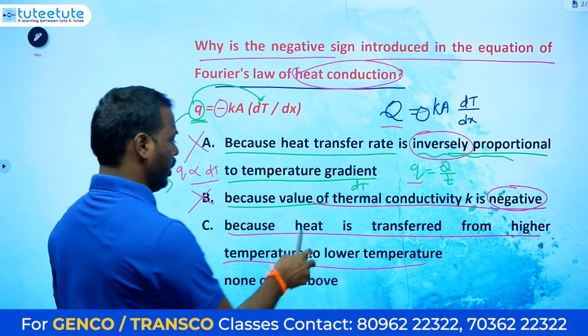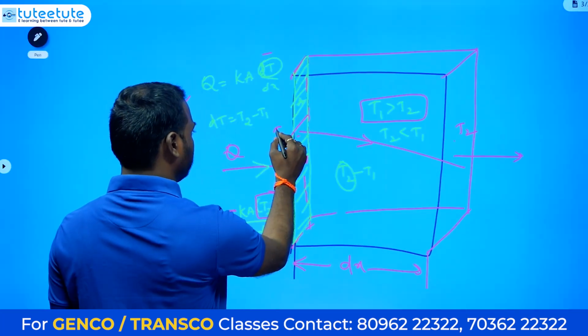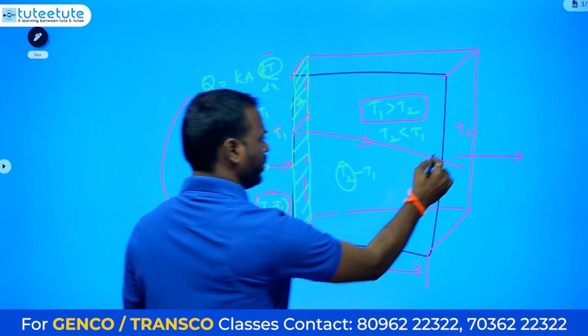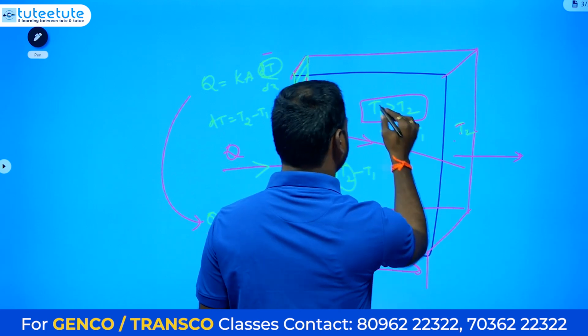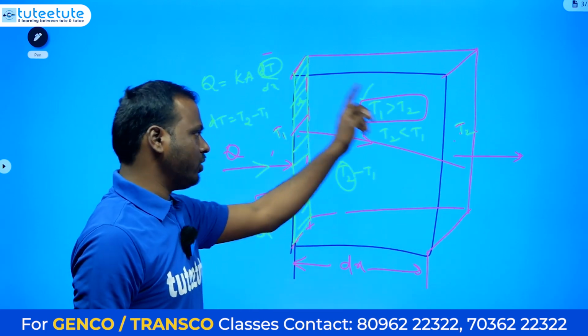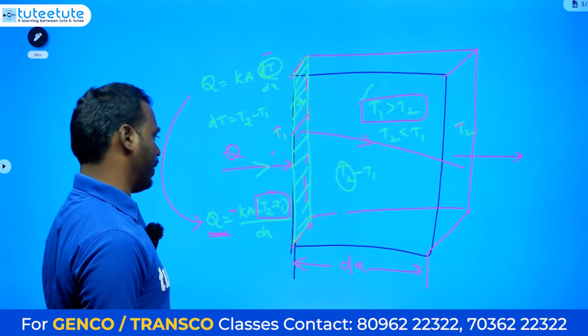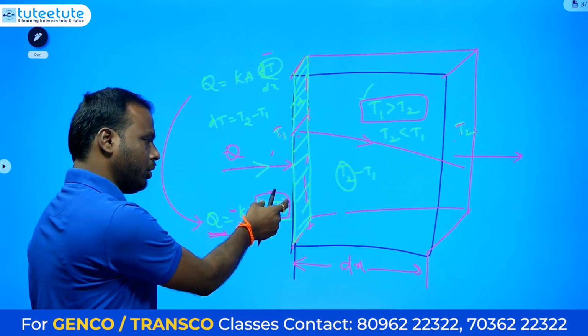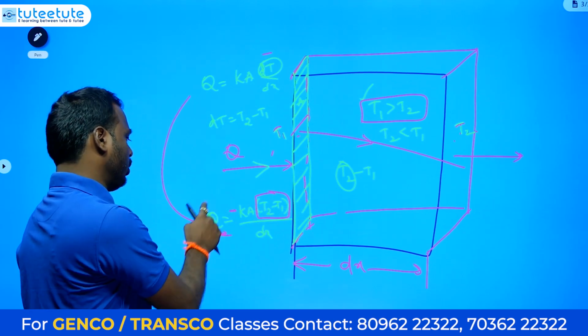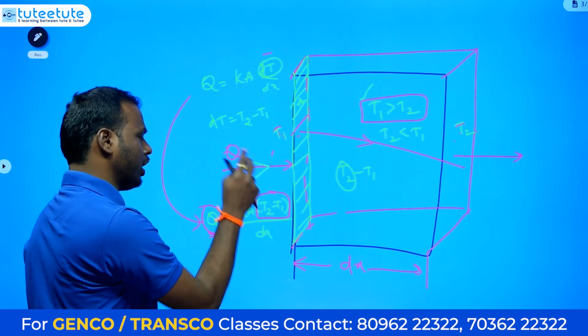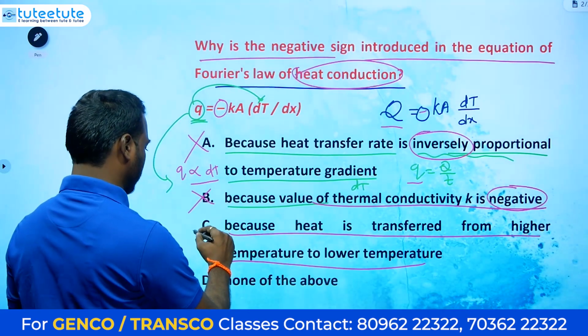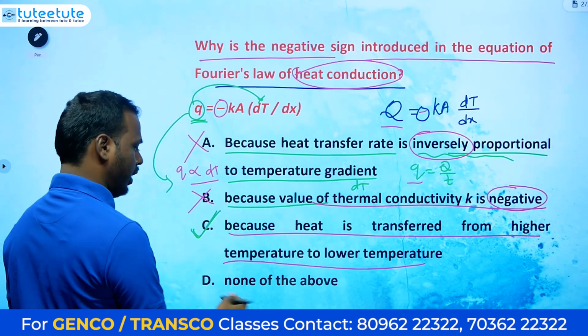Here, if you look at this, T1 is the higher temperature and T2 is the lower temperature. Because the heat is transferring from higher temperature to the lower temperature, you are going to get the T2 dt value as negative. So in order to keep the Q value positive, we are keeping the negative. That is the answer. And none of the above.